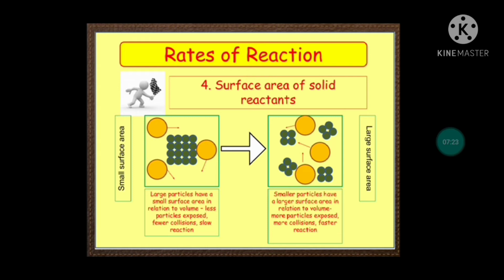So in the first one we have a small surface area because the particle size is large, and in the other case the particles are small in size. Small size means they have a larger surface area, and with a larger surface area they are in more contact with other particles, and that will form the product. So it will lead to more successful collisions, and it will increase the rate of reaction.